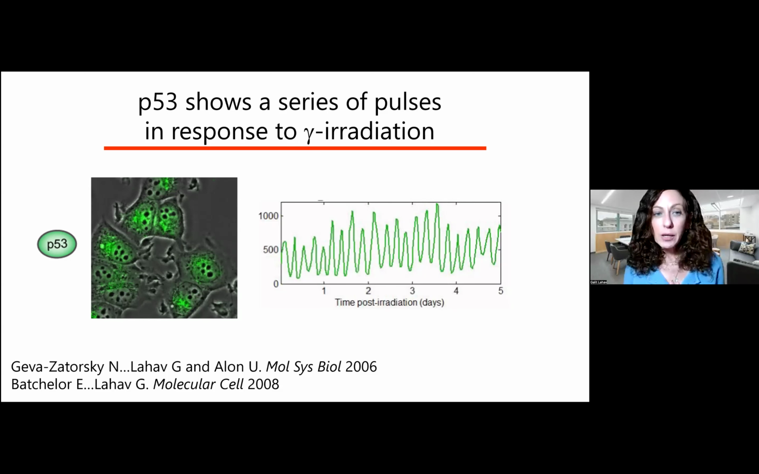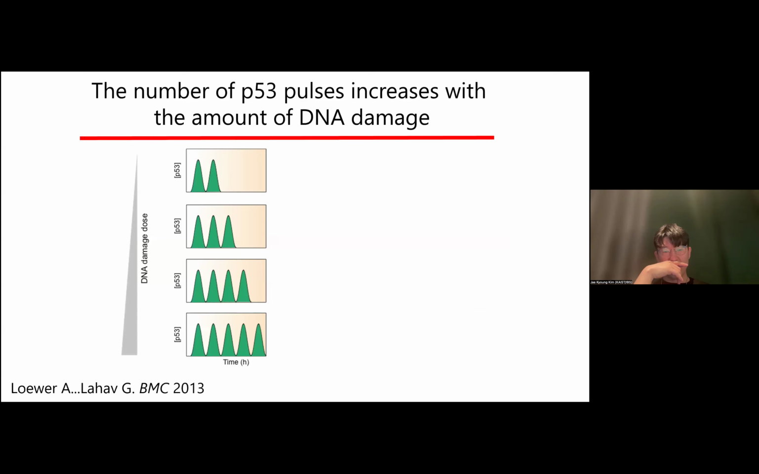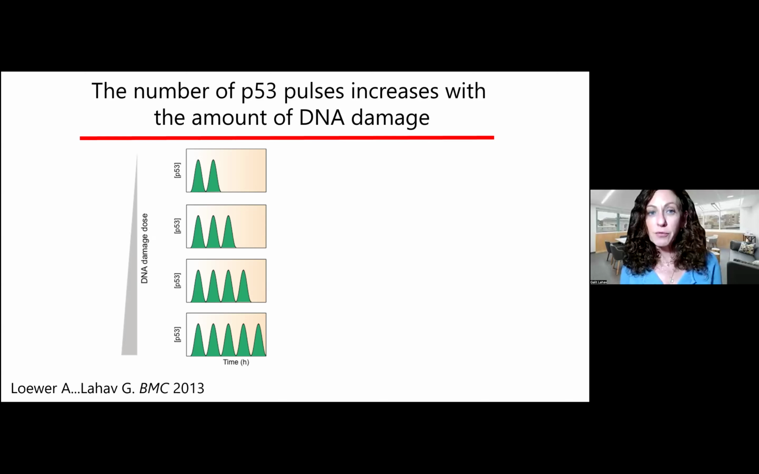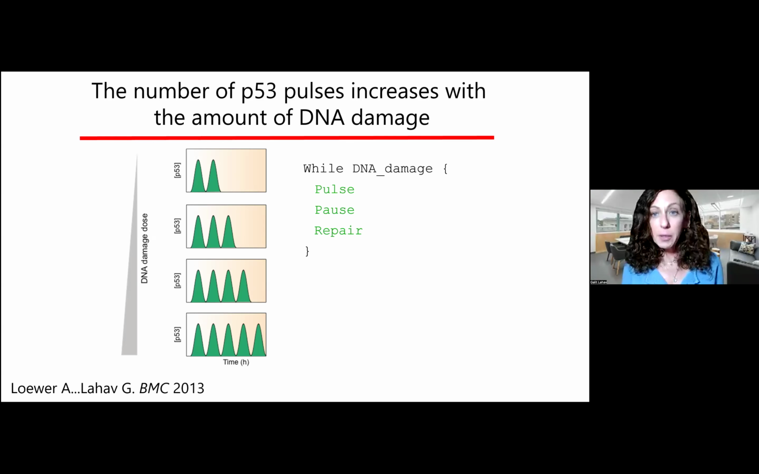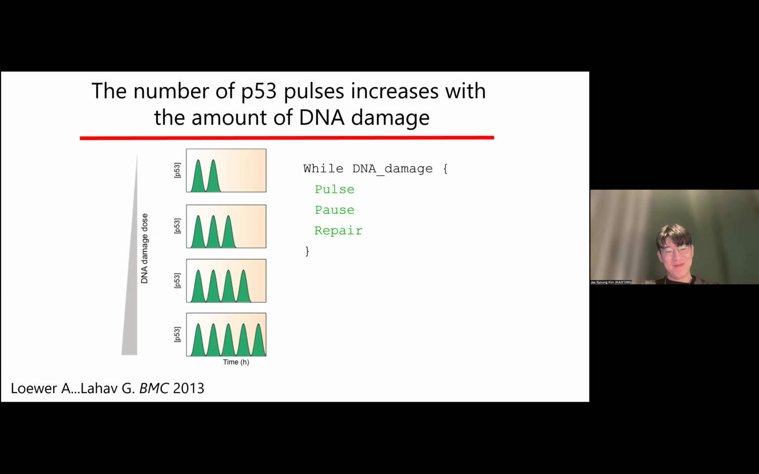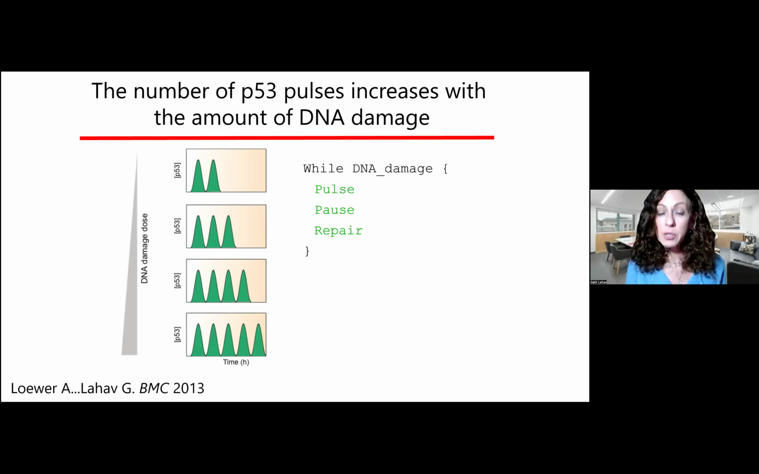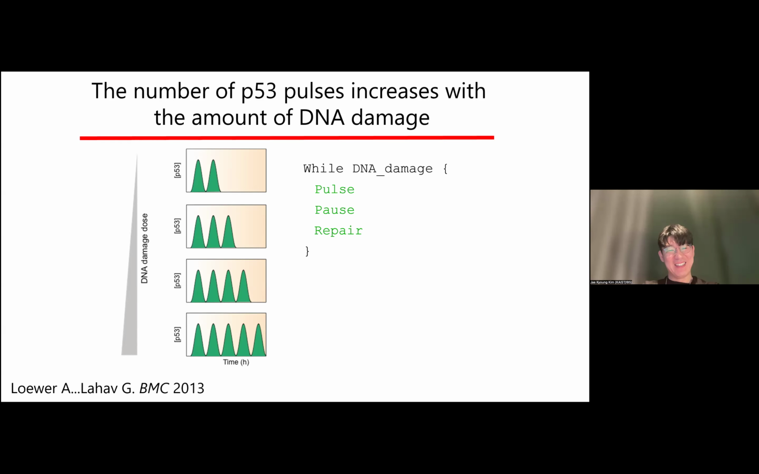And then by looking at both the breaks in the DNA and p53 oscillations, we discovered that the number of p53 pulses increases with the amount of DNA damage, right? So think about it like this, a digital response, like a while loop. While there is DNA damage, pulse, then pause, repair the damage, and then check, is there still DNA damage? If yes, go through another pulse, and if not, just stop pulsing, right?